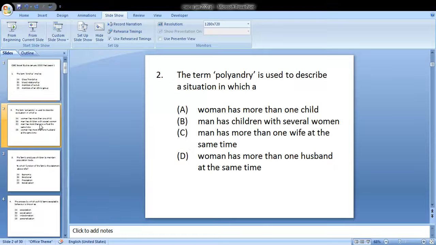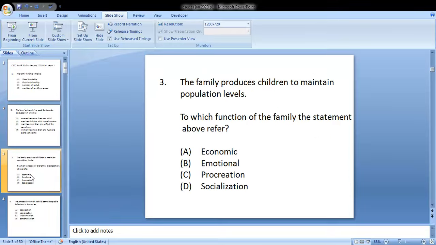Let's go on to number 2. It says, the term polyandry is used to describe a situation in which A, woman has more than one child, B, man has children with several women, C, man has more than one wife at the same time, D, woman has more than one husband at the same time. We know that our answer would be D, woman has more than one husband at the same time.